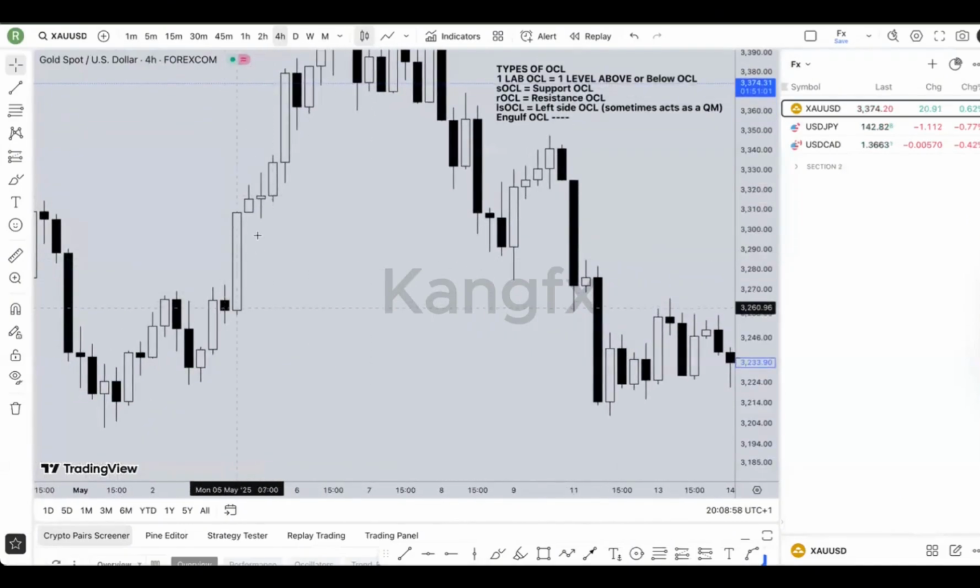This is a support here. I'll use here. This is my one lap. This can also be my one lap OCL. Now remember, if I want to check one level, the market respected it and used it here.